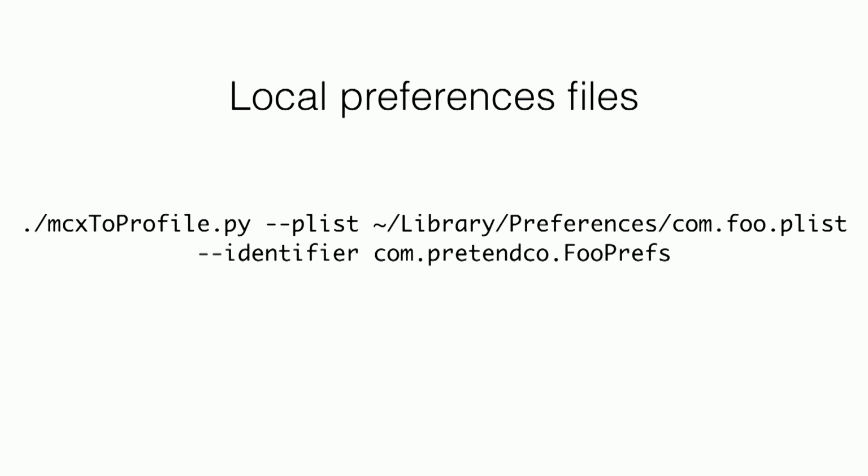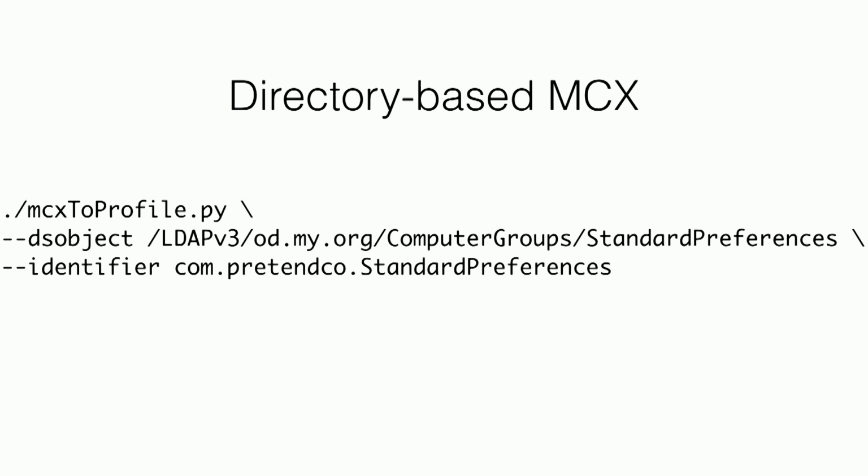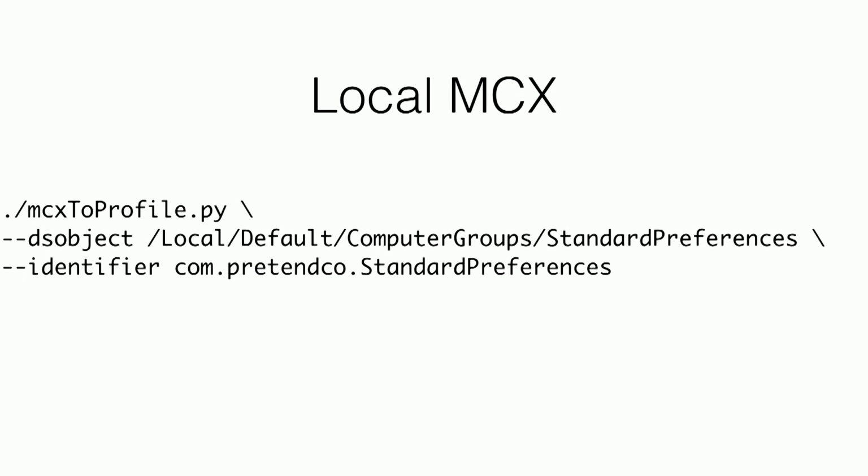You can point it at a preferences file. You can point it at an MCX record, either in local MCX or out on a directory server. And this is actually the way I ended up converting a lot of our existing local MCX into configuration profiles when we made that migration. I used mcxToProfile to convert each of those local MCX objects into a configuration profile. So let's do a quick demo.